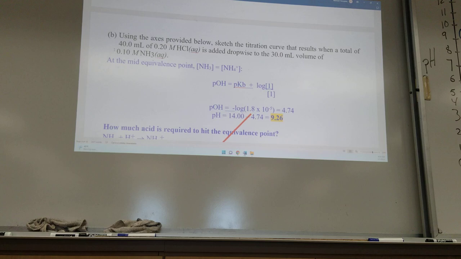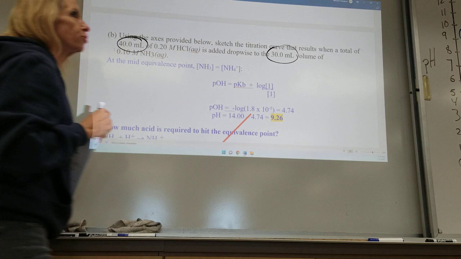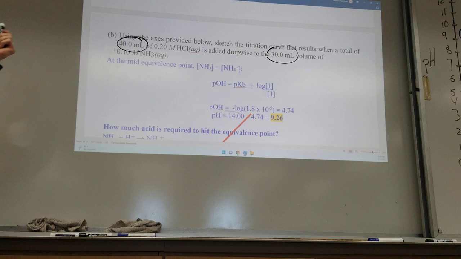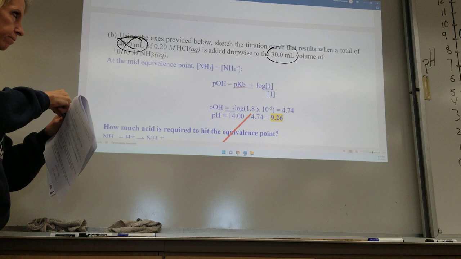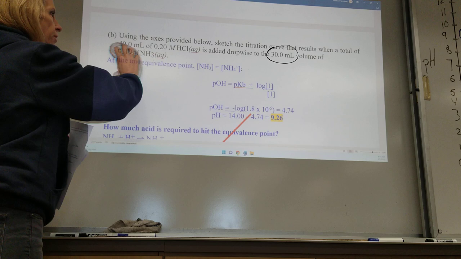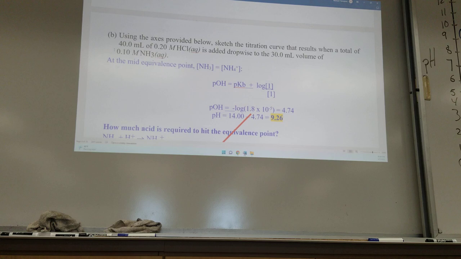Now, as you're calculating the volume required, be careful. They give you two volumes. One volume you do not need. One volume just says that they're flooding the entire graph. Which of those two volumes is flooding the entire graph, 30 or 40? 40. 40 means they're going to flood the entire graph, so don't use this volume. You need to tell me what volume of acid is required to reach the equivalence point. Don't use 40. 40 is the graph. They're just flooding the entire graph from left to right.